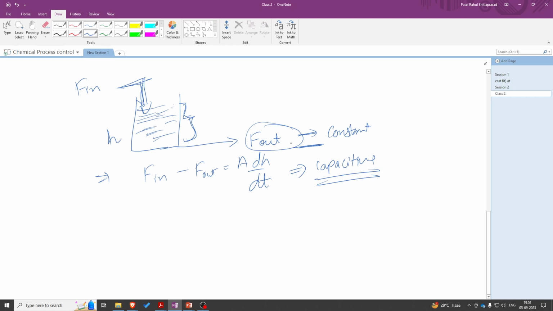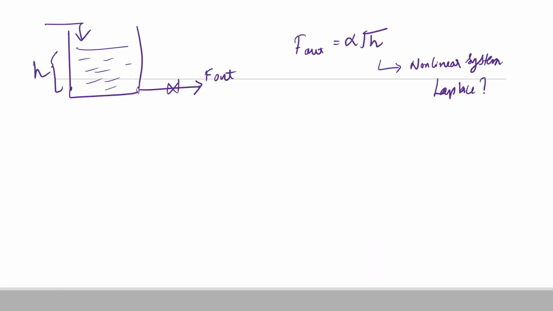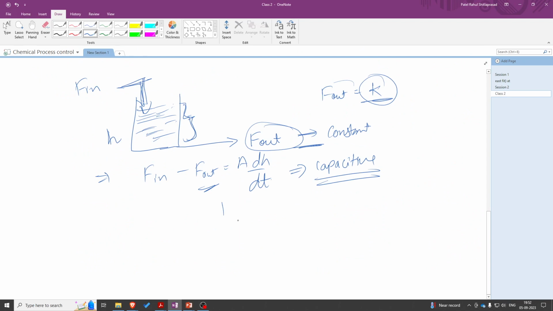The flow rate was constant, that is F output, let's just call it K. If you put this constant K, or any constant, in this equation and then find the Laplace transform of this equation, you will get a transfer function model of the form Kp upon S. So the transfer function model for this system will become G(s) is equal to Kp upon S. Such a kind of system we call a capacitive process.